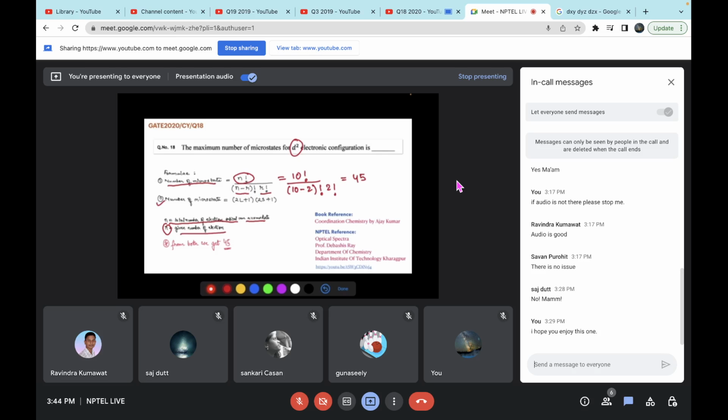This formula gives the number of microstates. The other approach is based on the term symbols, because d2 has a total of 5 terms. For each term symbol, we can find the number of microstates associated with it, and if we sum all those 5 up, we get a total of 45 again.